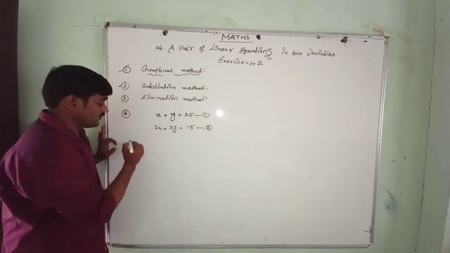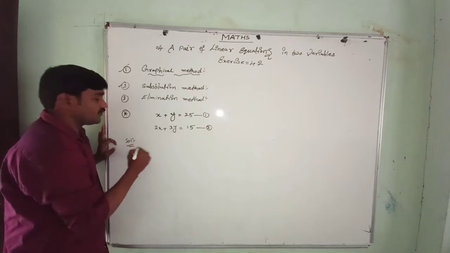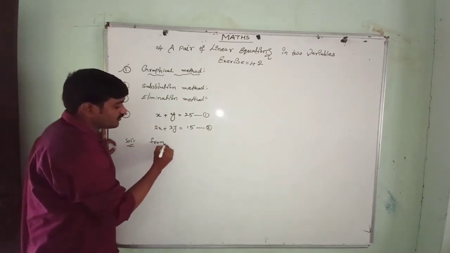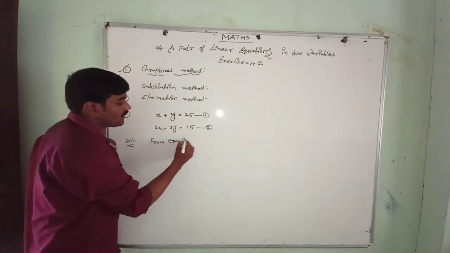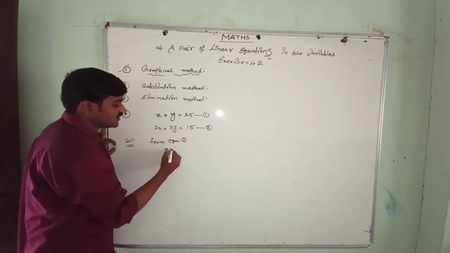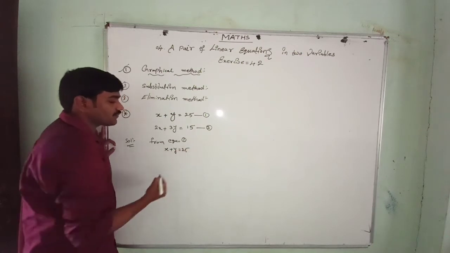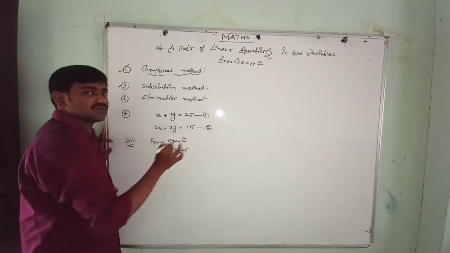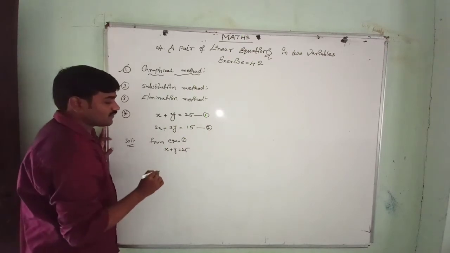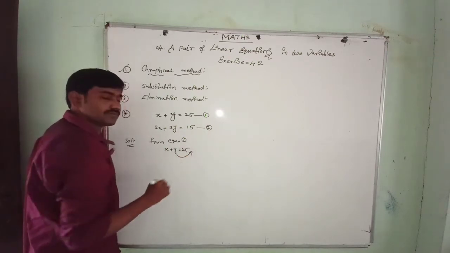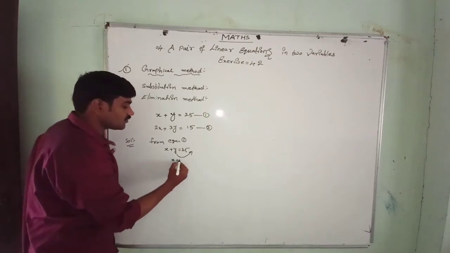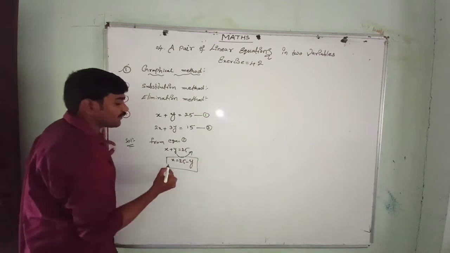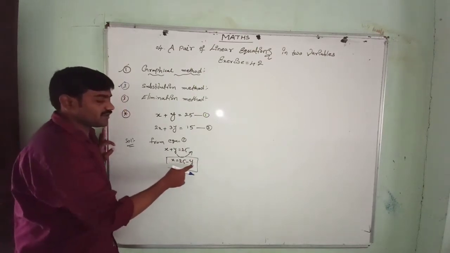First, what we need to do for this is very simple. You take any one equation, suppose equation number 1, which is x plus y equal to 25. Any one of the variables you completely transfer to the other side. Let us transfer the y. So what happens? x equal to 25 minus y. So the x value you got now: the x value is 25 minus y.